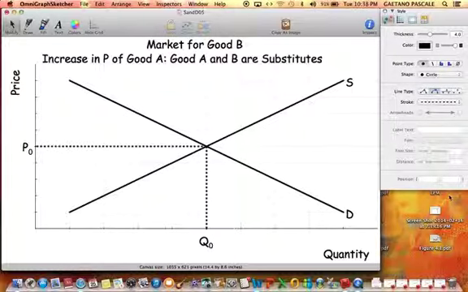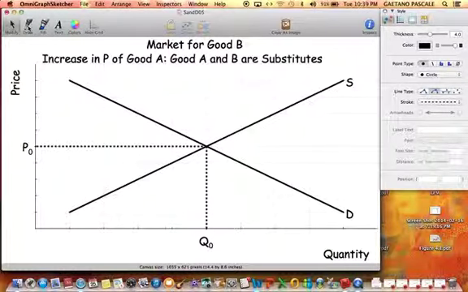So here we have the supply and demand curves for good B, and the change in the market is an increase in the price of good A. And we are noting that good A and good B are substitutes for one another. That means they can be used in place of one another. So our expectation is that if we increase the price of good A, and good A and B are substitutes, people will substitute away from good A, and they will buy more of good B. Why? Because as good A goes up in price, it will be more expensive relative to good B, and people will substitute away from good A to good B.